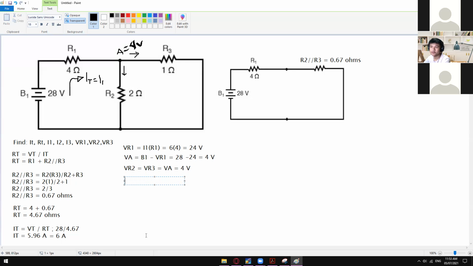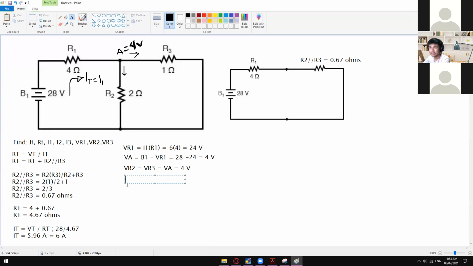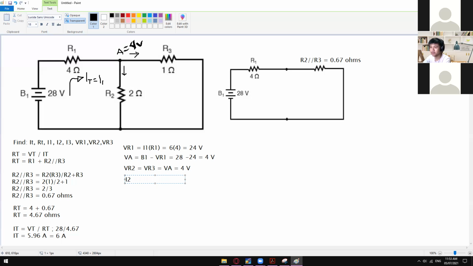Okay, so we now have everything aside from I2 and I3. Solving for I2 and I3 is now super easy, since we now know the value of VR2, divided by R2. So VR2 is equal to 4 volts divided by 2 ohms, which is the value of R2. So 4 divided by 2 is equal to 2 amperes. That is now the value of our current across R2.